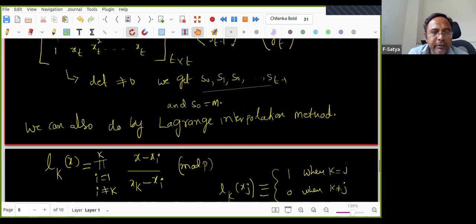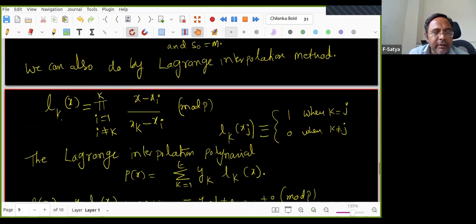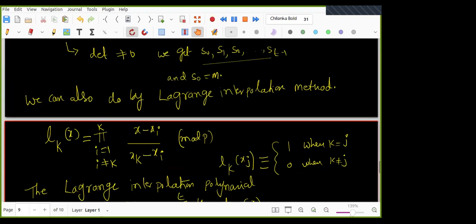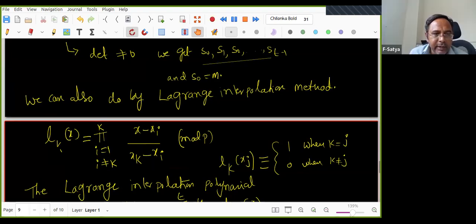Okay, the next thing is that we can also do it by the Lagrange interpolation method. What is the Lagrange interpolation method? So Lk of x equal to... you know the Lagrange polynomial, right? Yes, sir. So that is x minus xi by xk minus xi, where i is not equal to k, and i is changing from 1 to k.